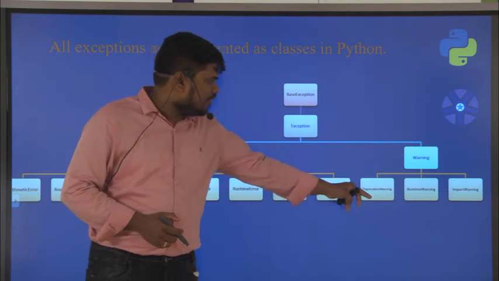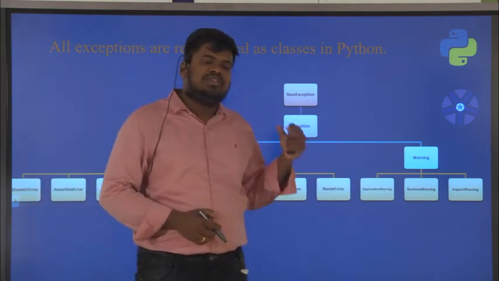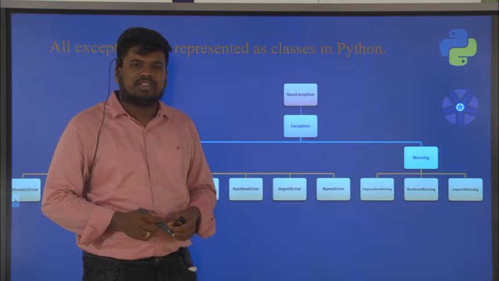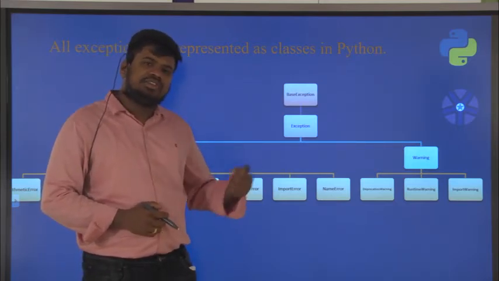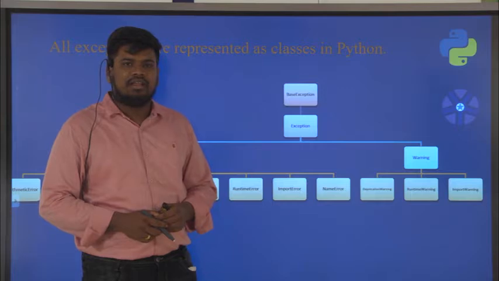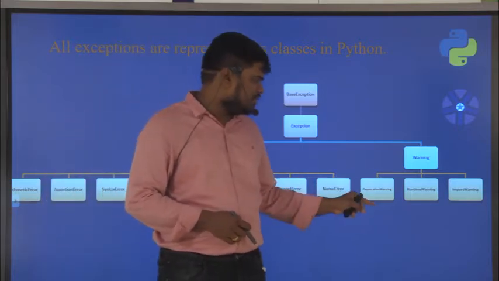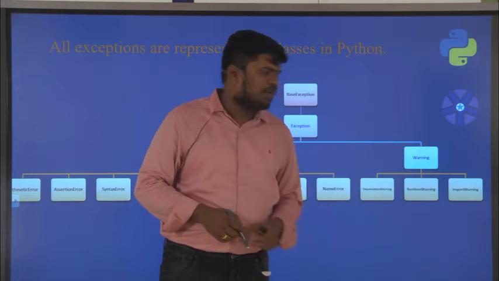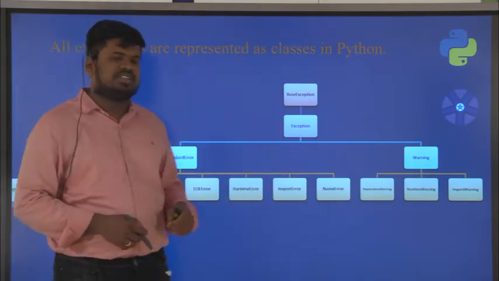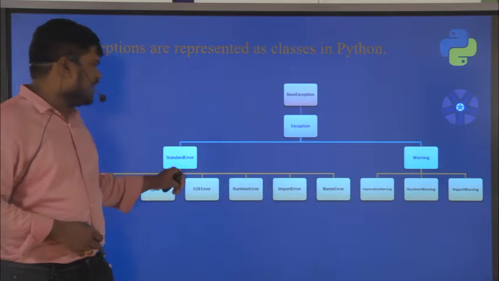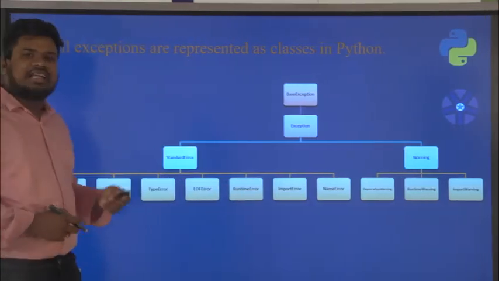And coming to the warnings, we have DeprecationWarning. For example, right now the Python 3.9 standard version has been released. If we are using Python 3.7, a few features have been deprecated. Those are nothing but a deprecation warning, runtime warning, and import warning. So these are the two categories of exceptions: the first one is standard errors and the next one is warnings.